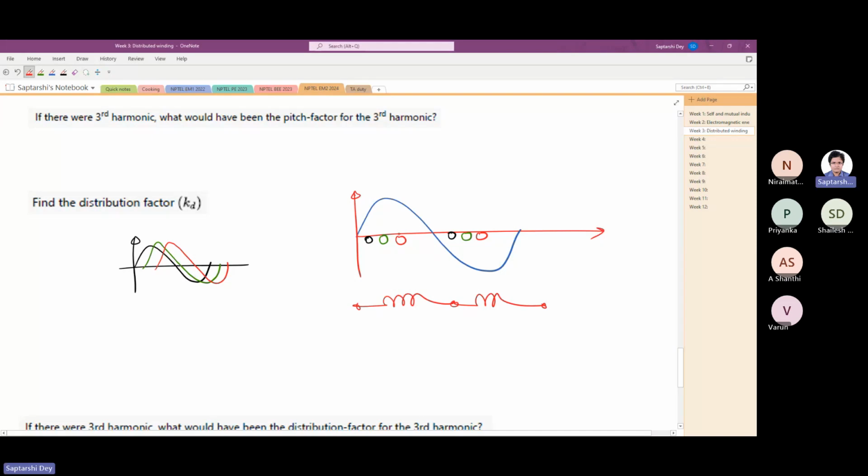So if this phase shift is, let us say, theta, then the total EMF that we are getting at the end is, say, E sin omega t for coil 1, then E sin omega t minus theta, let us say, for coil 2, E sin omega t minus 2 theta for coil 3. This way it keeps going, as many coils are there.